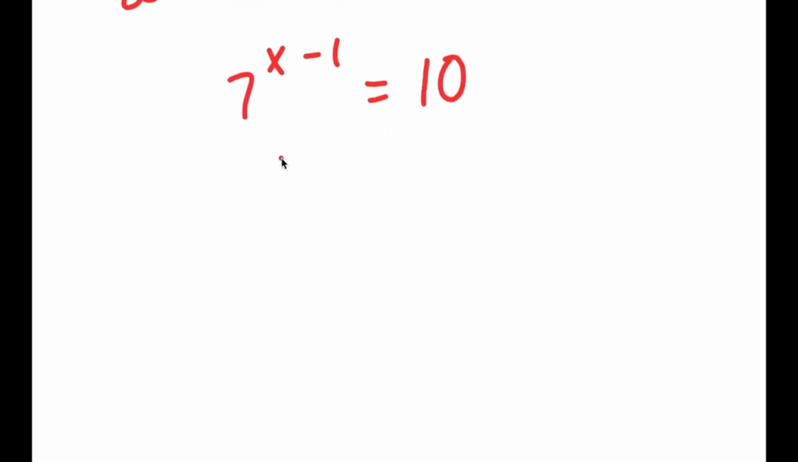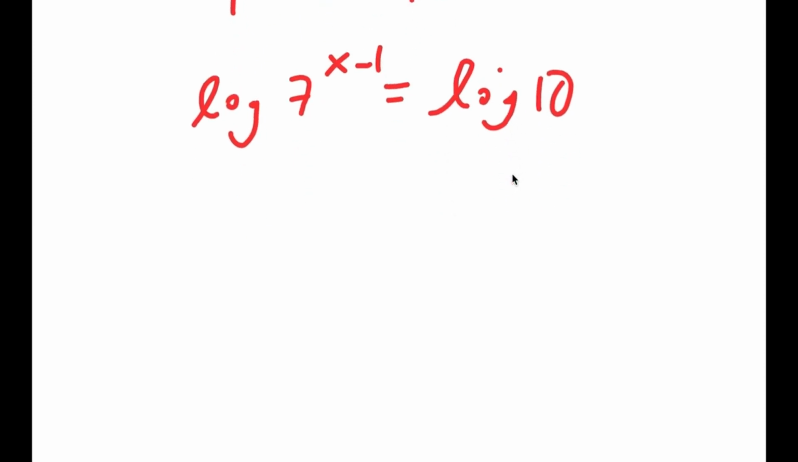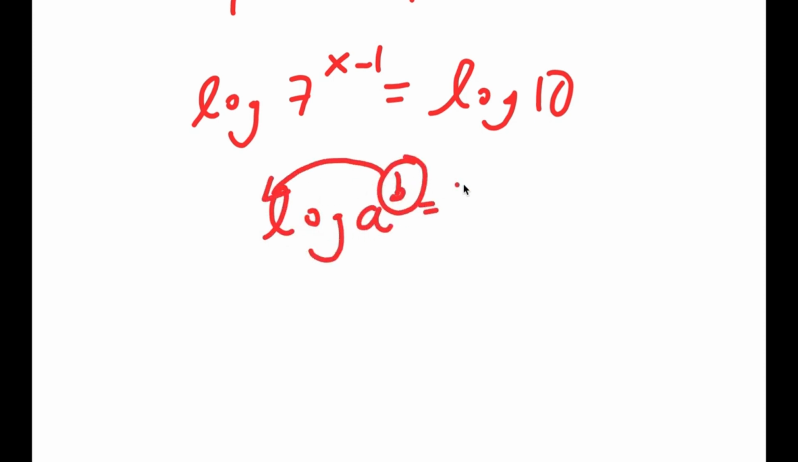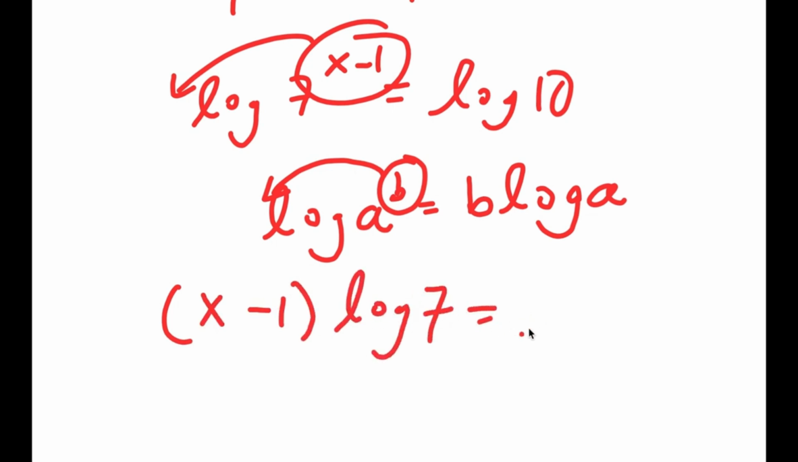Now I'm going to take the log on both sides, so I get log of 7 to the power of x minus 1 is equal to log of 10. And if I have something in the form log a to the power of b, I can move this exponent b to the front. So it's going to equal b times log a. So in this case, I have log 7 to the power of x minus 1, and I can move x minus 1 to the front. So now I have x minus 1 times log 7 is equal to log 10.